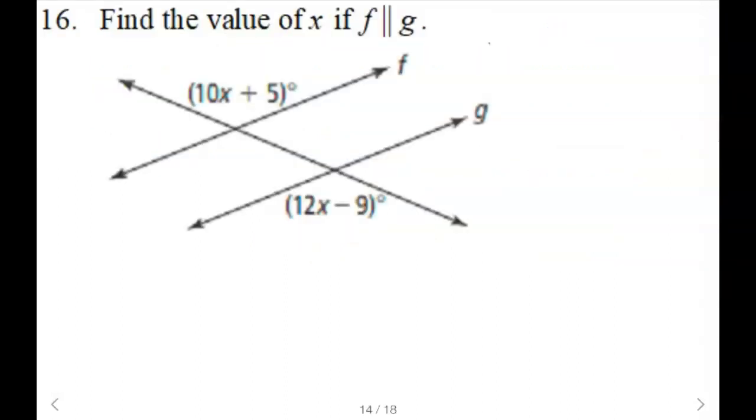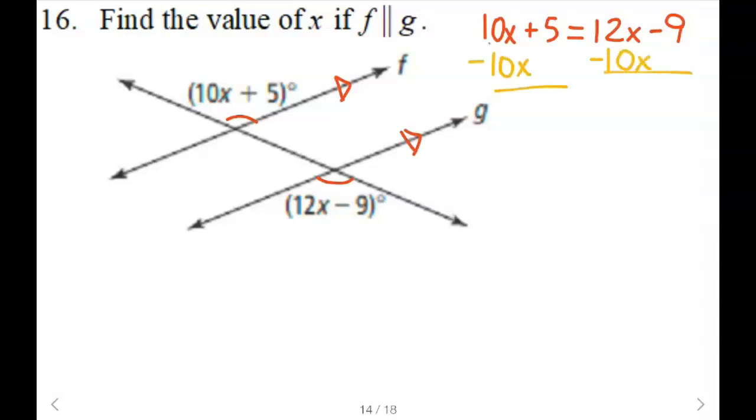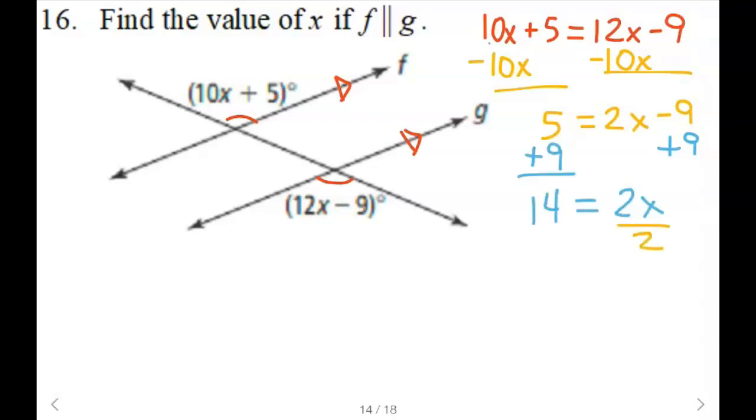If these lines are parallel, then the alternate exterior angles will be congruent. You can notice that they both appear to be obtuse. Got x's on both sides, you can combine those, or get the x's on one side by subtracting 10x from each side. Then you can add 9 and you get 14. And when you divide by 2, you get 7.